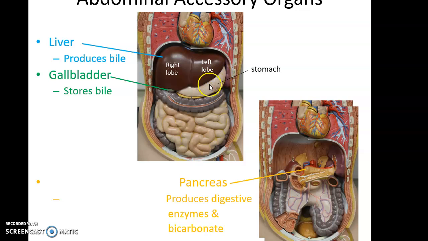Here is the stomach again in the abdominal cavity. It is next to the liver. The liver has a right lobe and a left lobe. The liver produces bile. And then this little green lump here, that's representing the gallbladder. The gallbladder stores bile. Posterior to the stomach, so behind the stomach, is the pancreas. Pancreas is important because it produces digestive enzymes and bicarbonate that neutralizes the acids from the stomach.